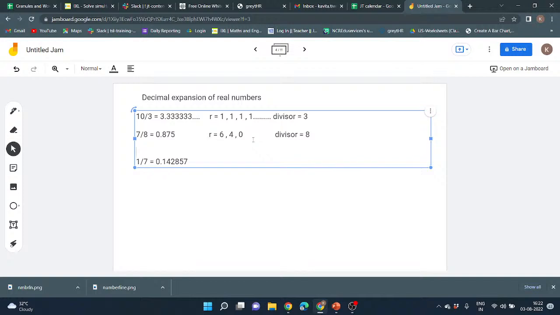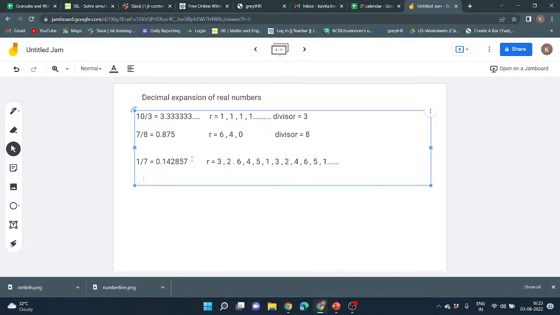And in the third case, the remainder was 3, 2, 6, 4, 5, 1, 3, 2, 6, 4, 5, 1 and so on. So the remainder was again and again repeating. The divisor was 7.